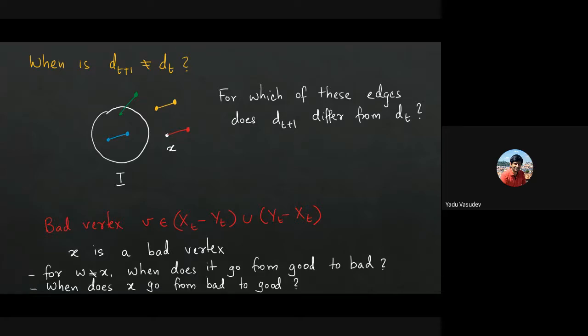You'd not understand the blue edge case. So in the blue edge case, you might delete both the vertices from the independent set, or you might remove just one of the vertices. In either case, your dt plus 1 remains the same, because you're doing it for both XT and YT, since I is a subset of YT and I is equal to XT. So the blue edge, whatever you do with it, dt plus 1 will not change.